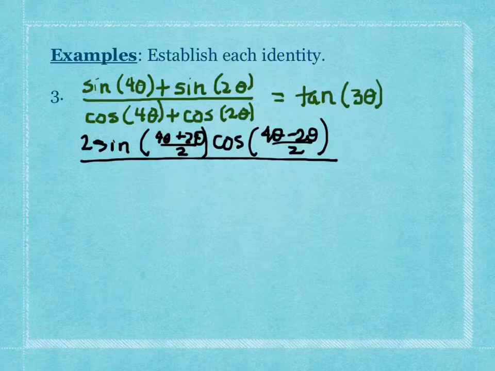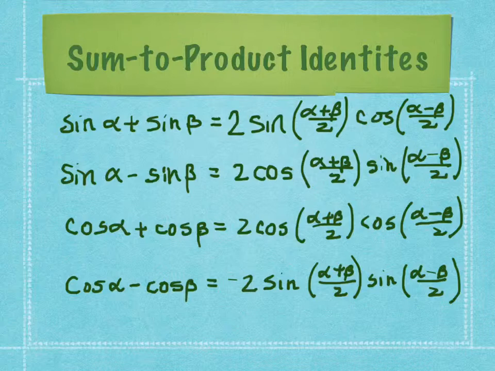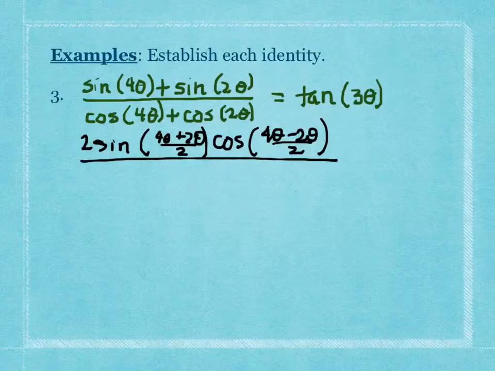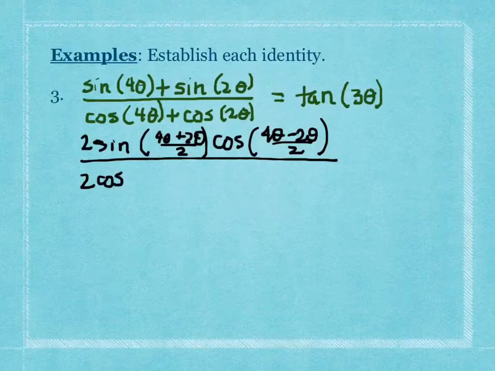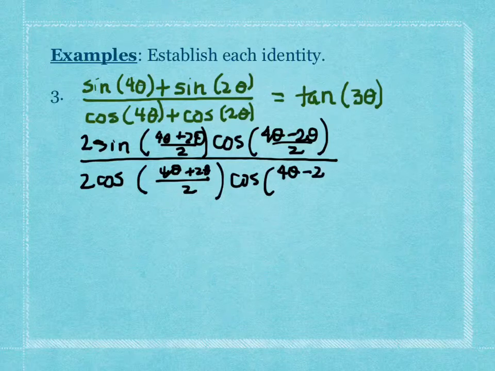All of this is over 2 cosines that are added together. So that is the third identity on this sheet. I have 2 cosine of the angles added over, and then cosine of the angles subtracted. So I've got another 2, and this is the cosine of the angles added, so 4 theta plus 2 theta over 2. And then the cosine of the angles subtracted, 4 theta minus 2 theta over 2.